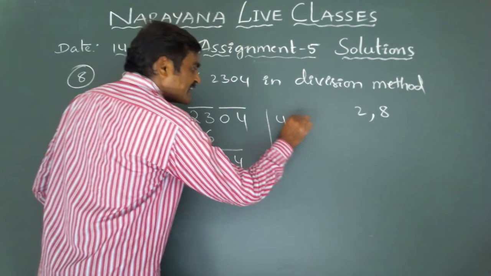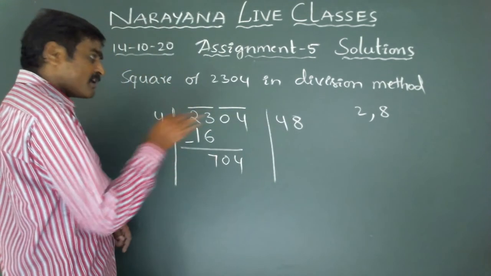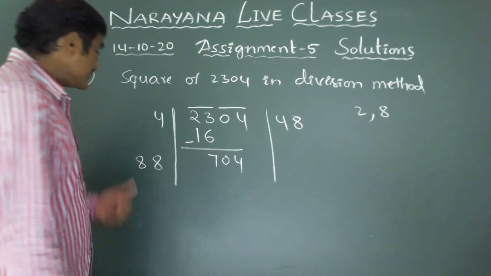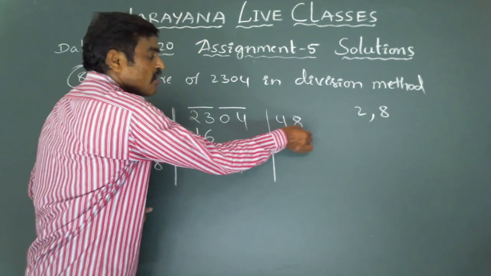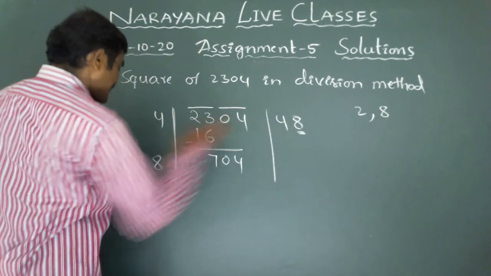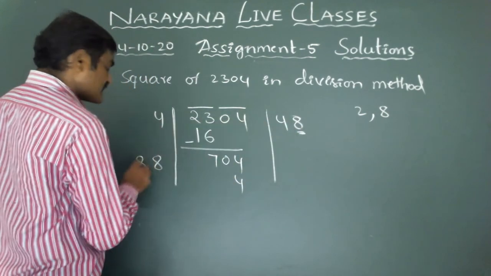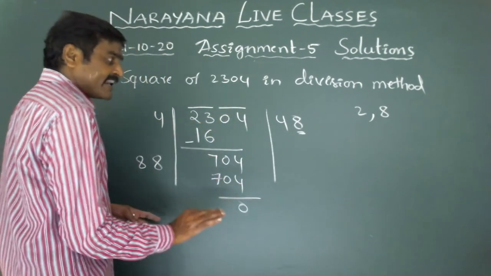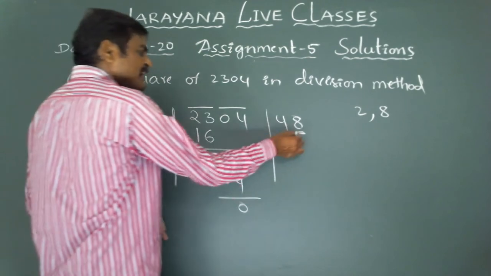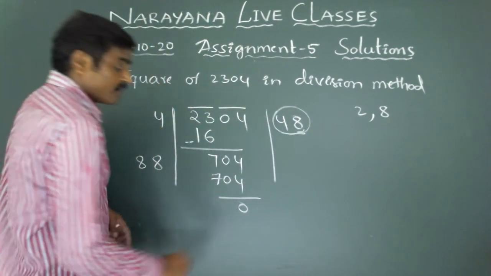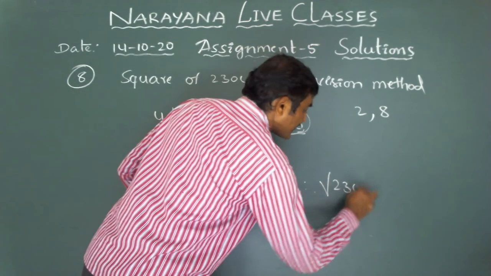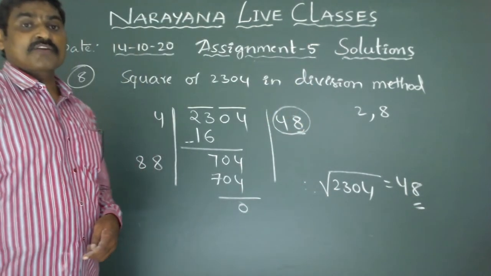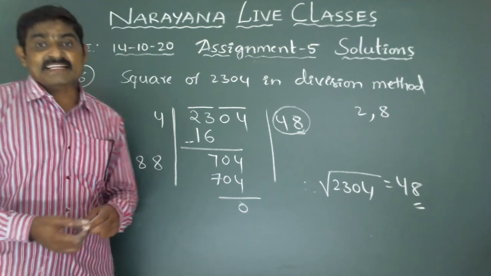When you keep the 8 in the quotient, at the same time the 8 will be in the new divisor. So the new divisor will become 88. This 88 is multiplied with this last digit 8. Now 8 8s are 64, 6. 8 8s are 64 plus 6 is 704 only. Remainder I got 0. So finally when you get the remainder 0, the respective quotient is the square root of the given number. Therefore, square root of 2304 is equal to 48 only. This is the division method. Okay. So let us move on to the second sum in this.